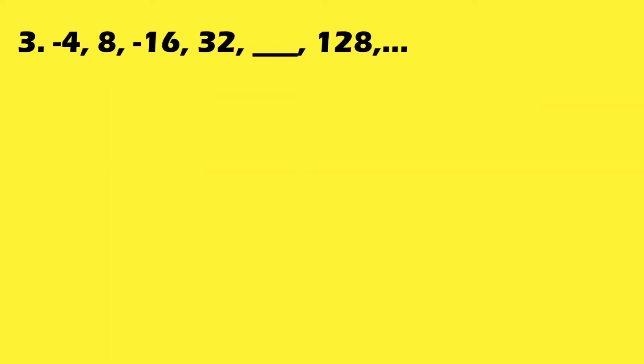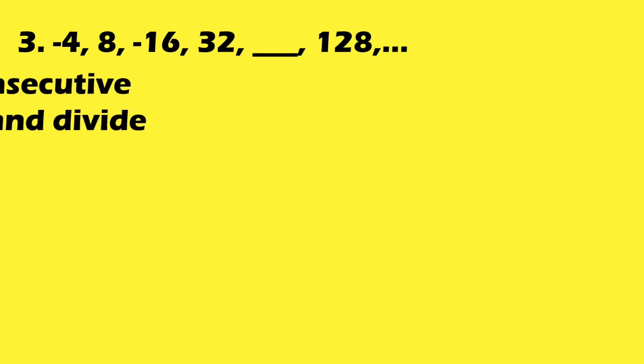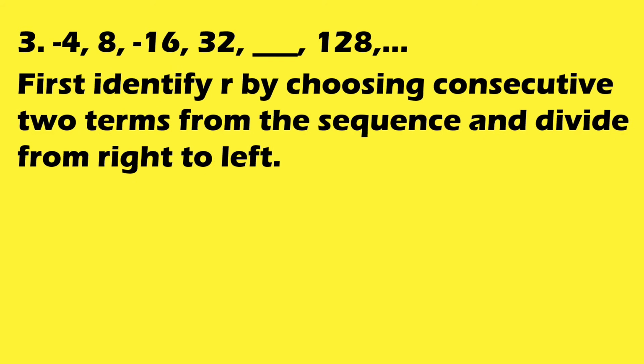Number 3: negative 4, 8, negative 16, 32, blank, 128, and so on. First, identify r by choosing two consecutive terms from the sequence and divide from right to left. In this example, I want to choose 8 and negative 16. So your r equals negative 16 divided by 8, and that is equivalent to negative 2. Even if you choose negative 4 and 8, 8 divided by negative 4 is still negative 2.